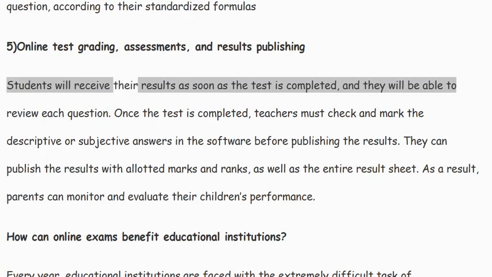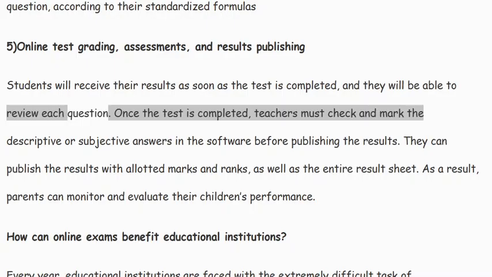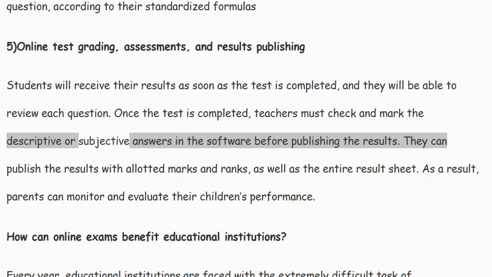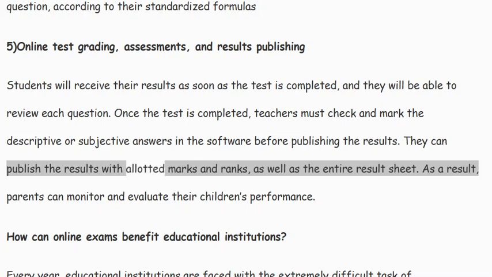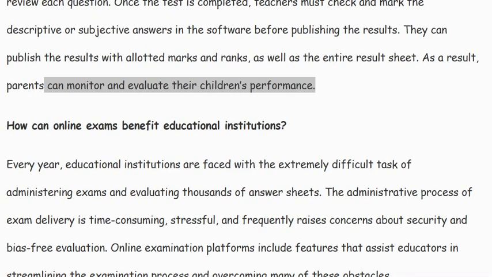5. Online test grading, assessments, and results publishing. Students will receive their results as soon as the test is completed, and they will be able to review each question. Once the test is completed, teachers must check and mark the descriptive or subjective answers in the software before publishing the results. They can publish the results with allotted marks and ranks, as well as the entire result sheet. As a result, parents can monitor and evaluate their children's performance.